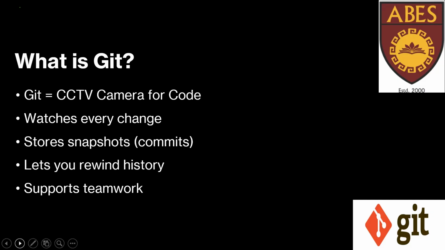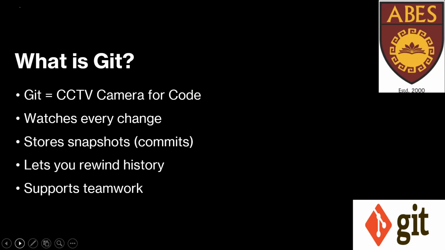Now let's understand what is Git. Think of Git as a CCTV camera for your code, for your content. It watches every change, who did it, when, what was changed, and it stores snapshots. In terms of Git, it is called a commit. We will discuss this in this lecture.